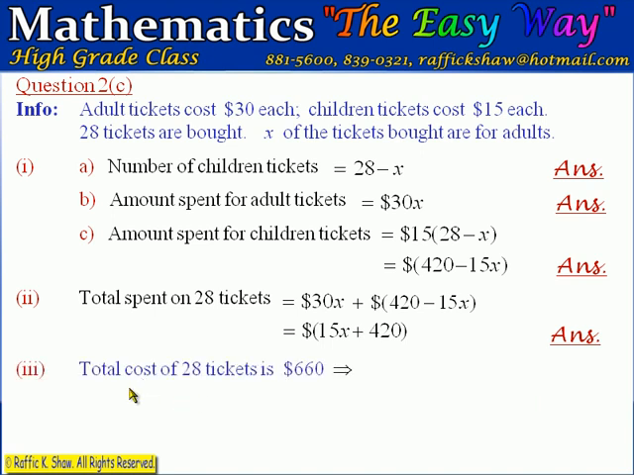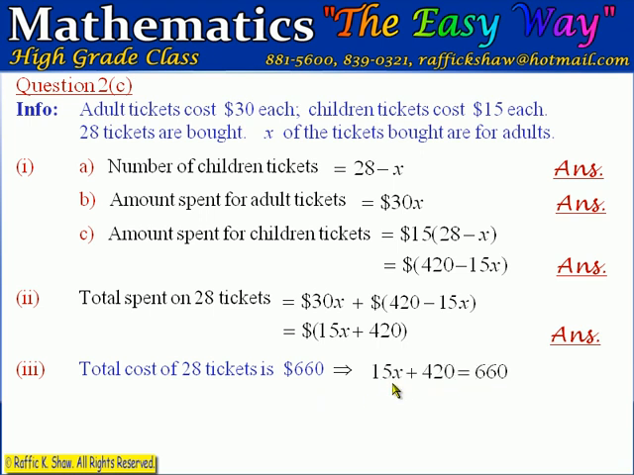Now part 3 tells us that the total spent for the 28 tickets is $660, and this is the expression for the total amount spent for the 28 tickets. So it means that this expression here is equal to the $660. And from that we can calculate X, which is the number of adult tickets, which is what part 3 is asking us to find. Alright, so we need to equate this expression to 660 so we can calculate X.